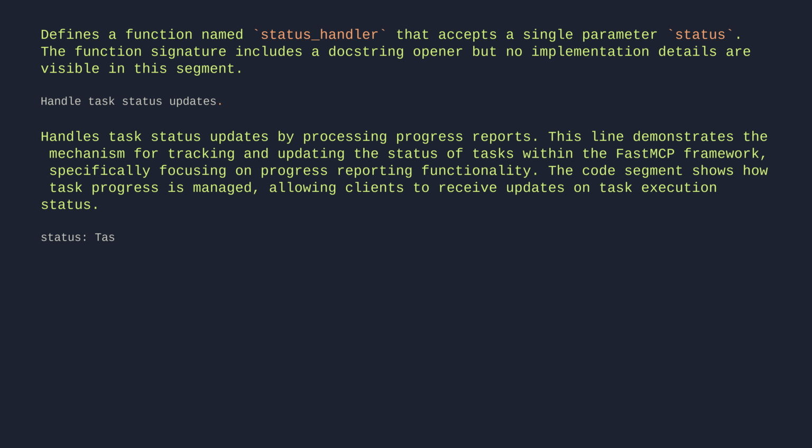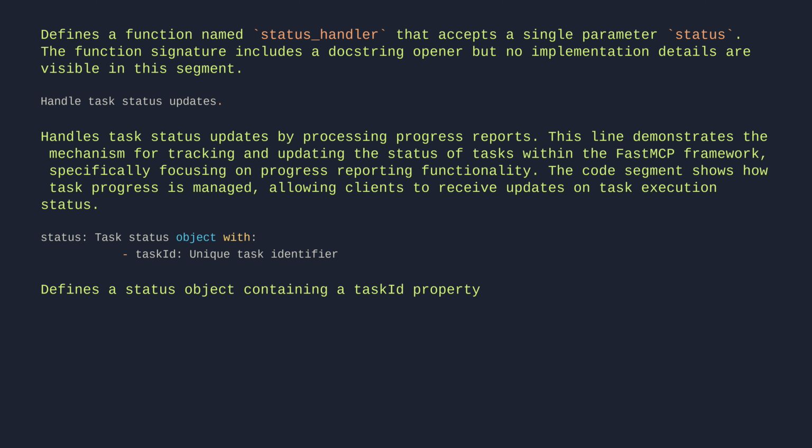Status: task status object with task_id, unique task identifier. Defines a status object containing a task_id property that uniquely identifies a specific task.